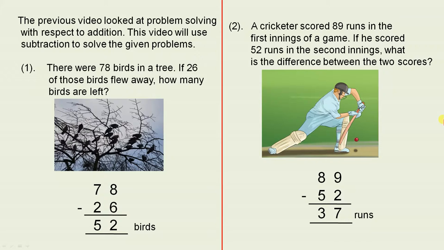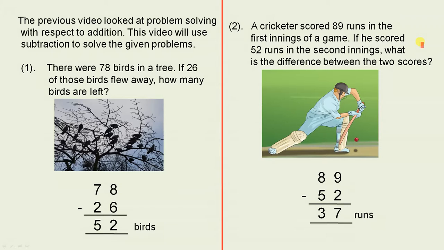Number 1. There were 78 birds in a tree. If 26 of those birds flew away, how many birds are left? So we have 78 minus 26. 8 take away 6 is 2, 7 take away 2 is 5, so we have 52 birds left.